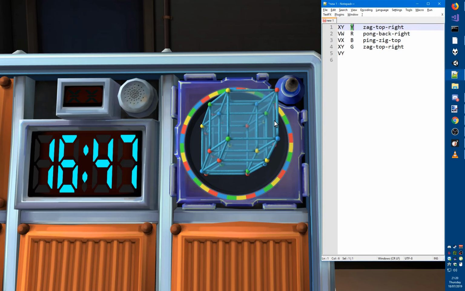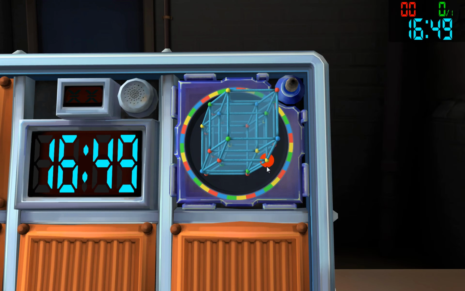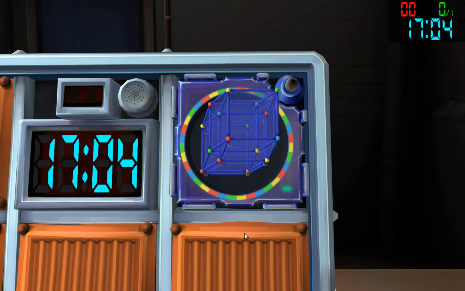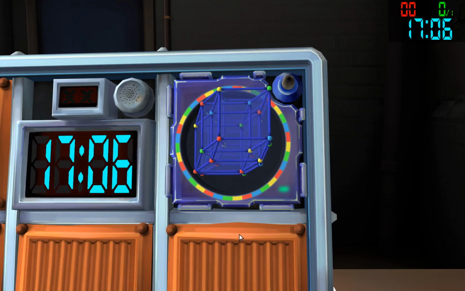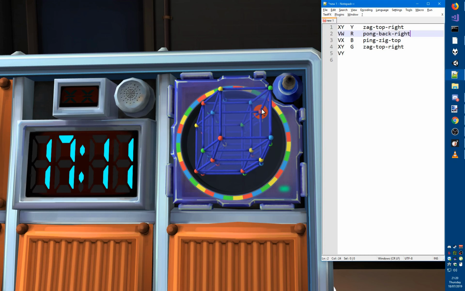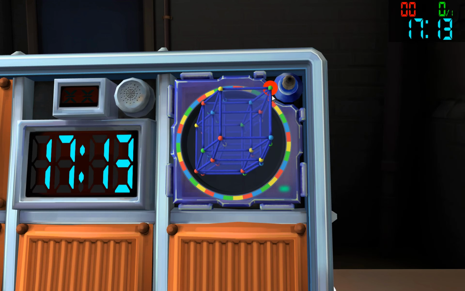Okay, so in this case, we have the Zag top right yellow, which we agreed is this one. So I press that. And you can see that a little status highlight opens up here, which indicates that we've done the first stage. So now let's look at the second one. We now want Pong back right. First of all, back, because we're looking at it from this angle, means this part here. And then right means just this part.